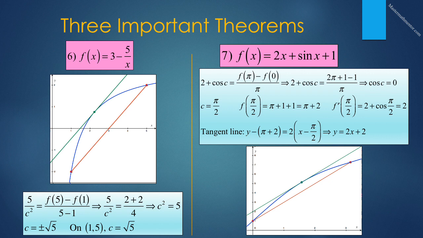If you have the time to confirm these types of problems graphically, take it. It will make you feel good that you've got the right answer. We see in the graph the function in blue, we see the secant line in red, and we see the tangent line tangent to the curve at the point pi over 2, pi plus 2. The green line certainly looks parallel to the red line.